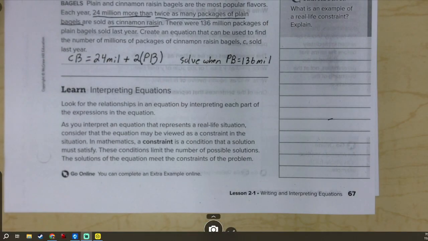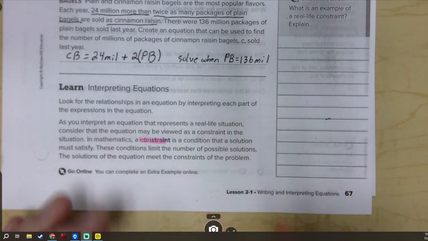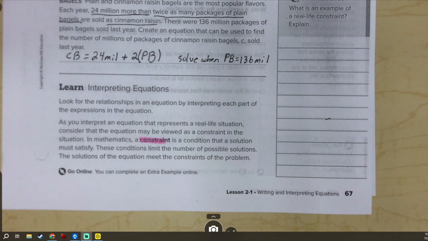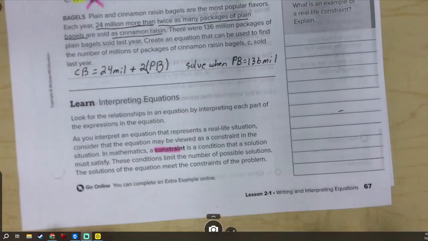Looking for the relationship in an equation by interpreting each part of the expression in an equation. As you interpret an equation that represents a real-life situation, consider that the equation may be viewed as a constraint in the situation. In mathematics, a constraint is a condition that a solution must satisfy. These conditions limit the number of possible solutions. The solutions of the equation meet the constraints of the problem.